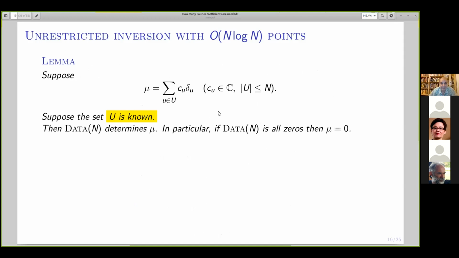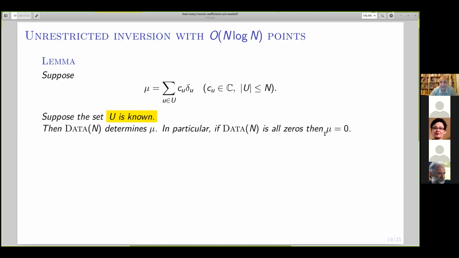This is the basic lemma. So suppose we have a measure like the ones we're looking at, but suppose also that we know u, we know the locations. It's the same trick that we did right after I gave you the proof of Prony's result, where I gave you this alternative method. So I'm going to show in this lemma that data n, if I know u, data n, which is the frequencies of these points, determines mu. And if all the Fourier coefficients in this set are zeros, then so will be mu.